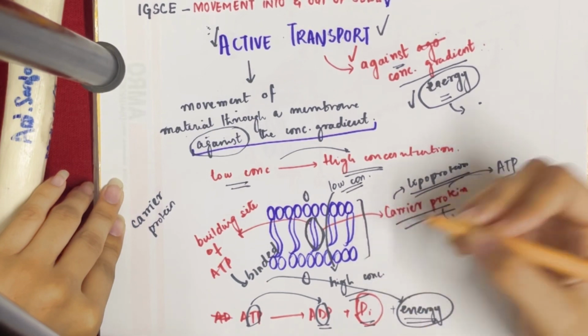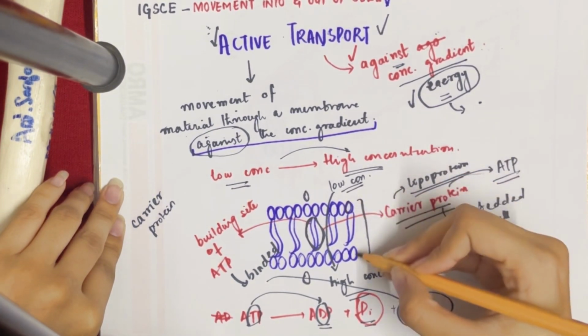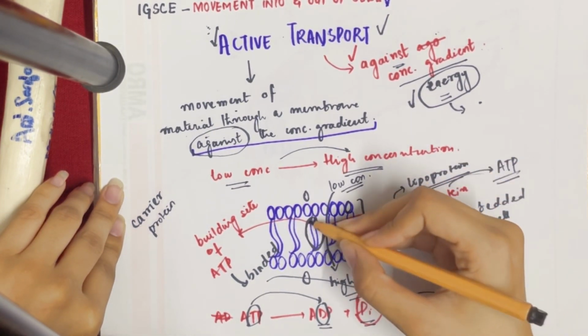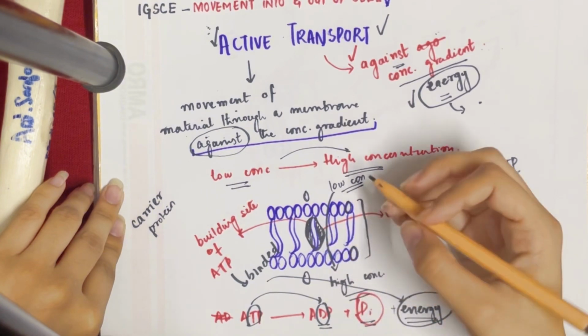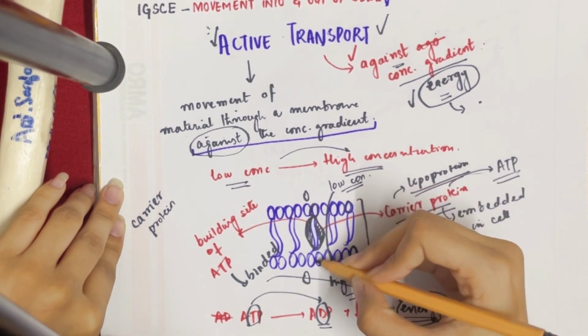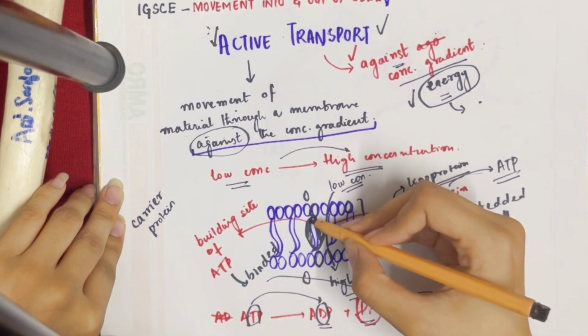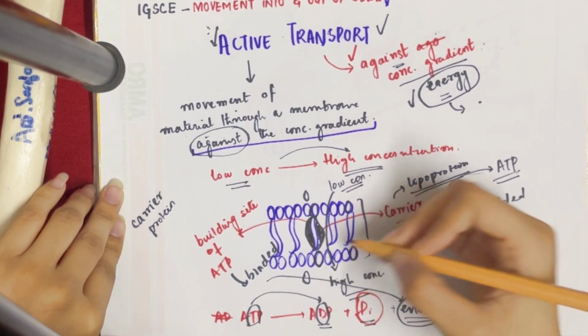This is the structure of a cell membrane. These are the intrinsic proteins. These are the extrinsic proteins. There we have the carrier protein. These carrier proteins help us to transfer one molecule to another, and these are basically the building sites of ATP.